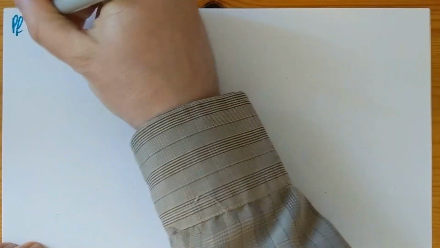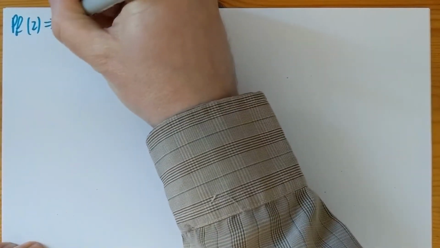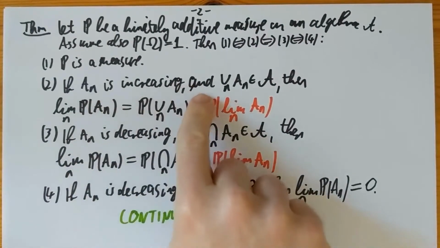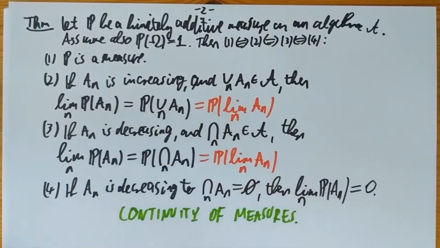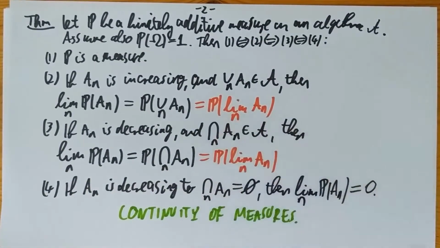Okay, the next step is 2 implies 3. So let's do the proof of 2 implies 3. So what do we want to prove? 2 was that for increasing events, the limit of the probability is the probability of the union. 3 is that for decreasing events, the limit of the probability is the probability of the intersections, assuming that unions and intersections are still in my algebra.